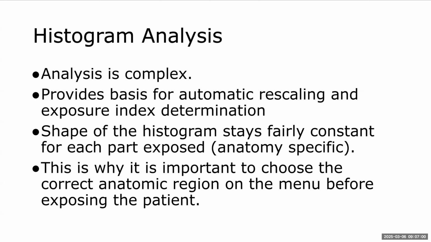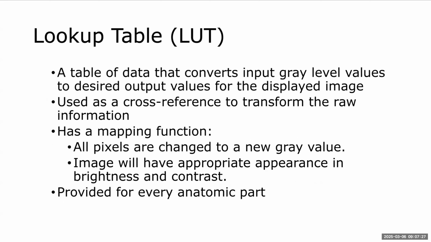The shape of the histogram stays fairly constant for each part exposed, meaning a chest histogram is going to look very similar from person to person. And that's why it's important to choose the correct anatomic region on the menu before you expose the patient. So if you're doing a chest x-ray, you need to choose chest from the menu, not hand or something like that, because those are going to look totally different.